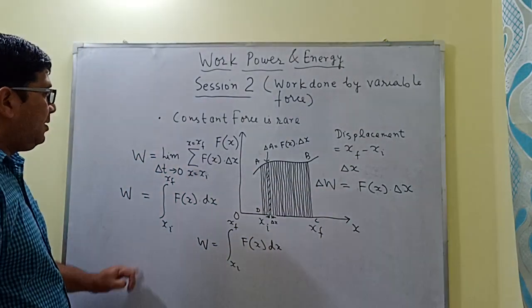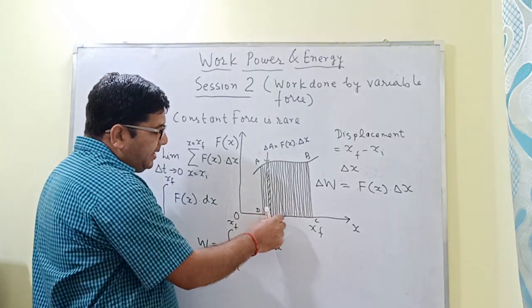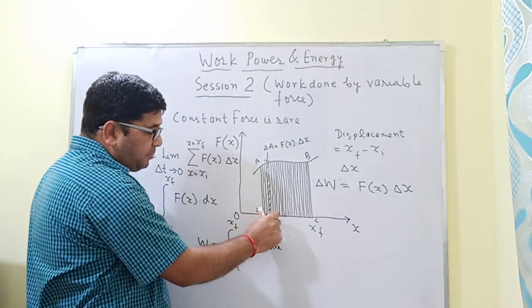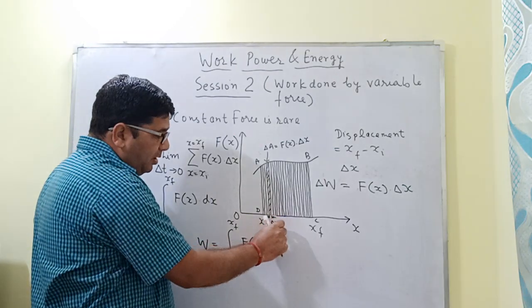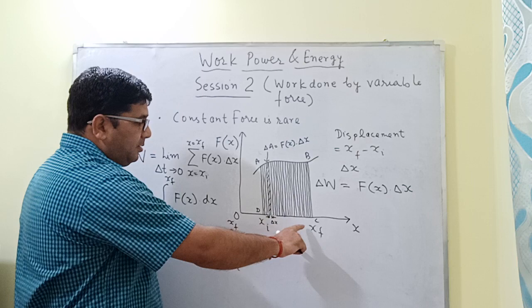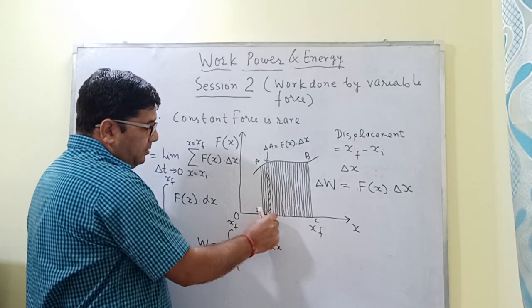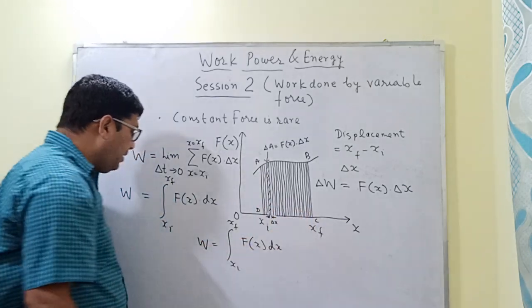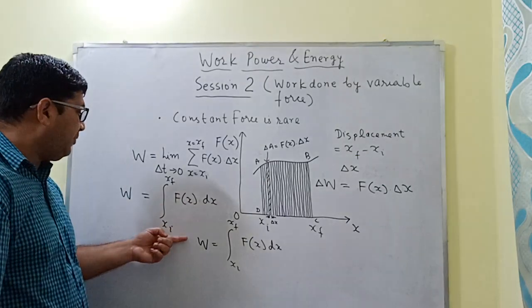अच्छा, ये हो गया. So here what we have done is we have basically added up all the work done in displacing that particular object by a very small displacement, that is delta x, over the entire range of this displacement. ठीक है, इसको हमने हर एक डिस्प्लेसमेंट के अगेंस्ट में जो भी वर्क डन हुआ है उसको हमने पूरा एड अप किया है, and that is given by this definite integral.